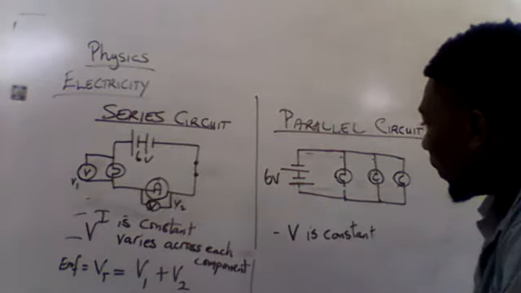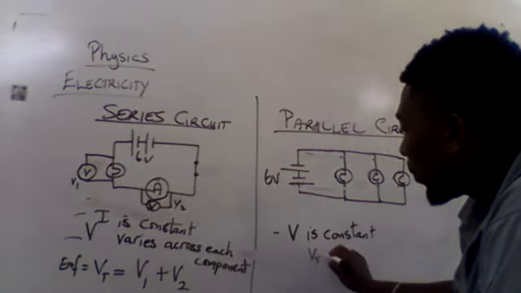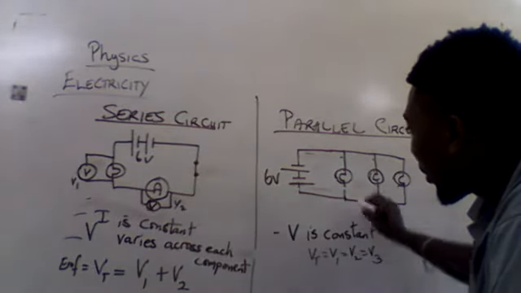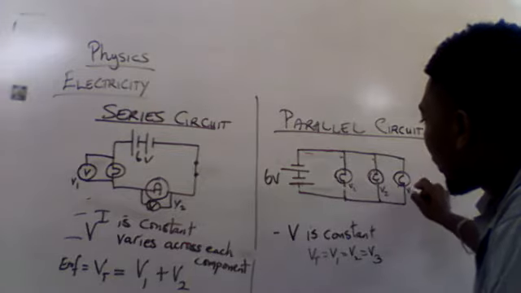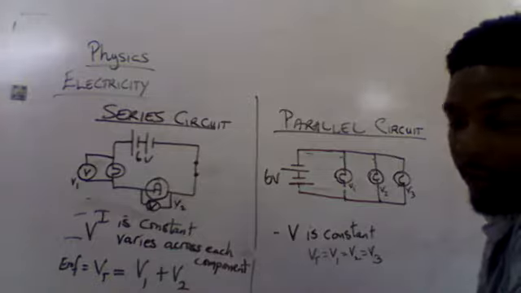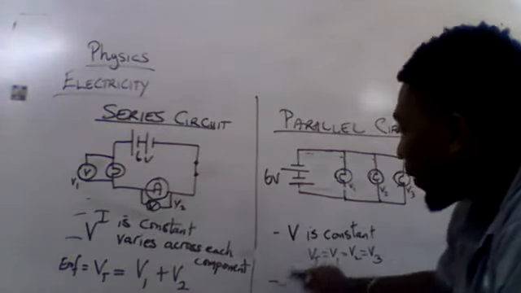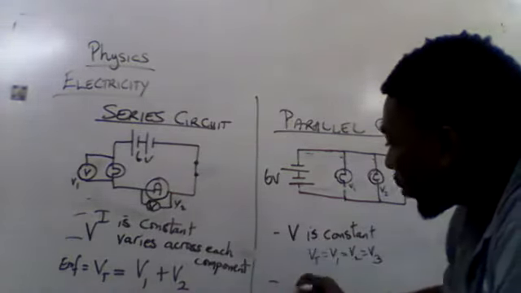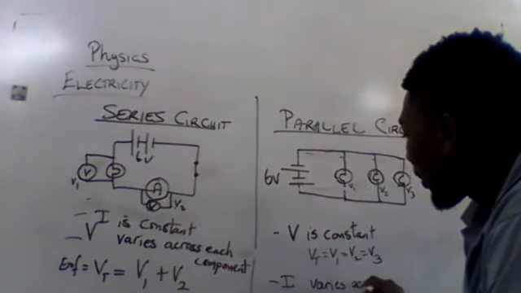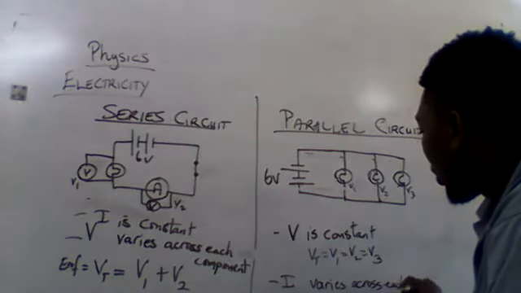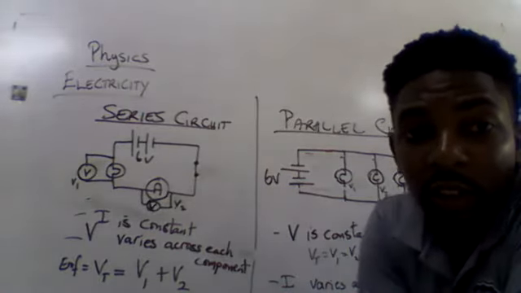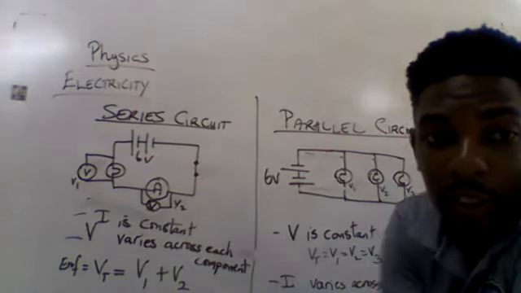Good? So basically we're saying that the total voltage is equal to the voltage 1, which is equal to the voltage 2, which is equal to the voltage 3. This is V1, V2, V3. Good? That's what we mean there, that they are equal. Next point, in this case, if the voltage is constant, it means something about the current. The current varies across each component. Good? The current varies across each component.